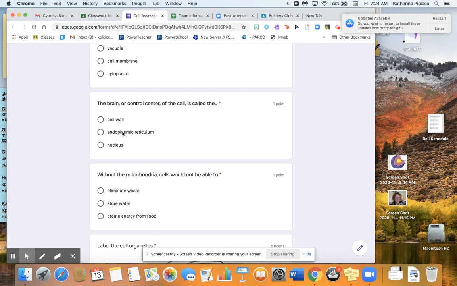Next question, the brain or control center of the cell is called, so think about what's in control, what's the boss, what's the brain? Is it the cell wall, the endoplasmic reticulum and ER, or the nucleus?